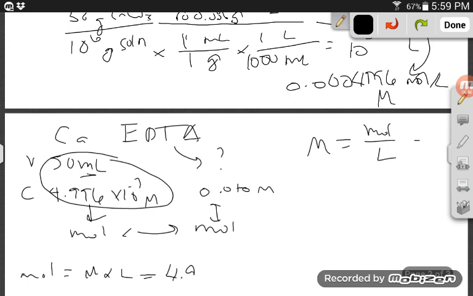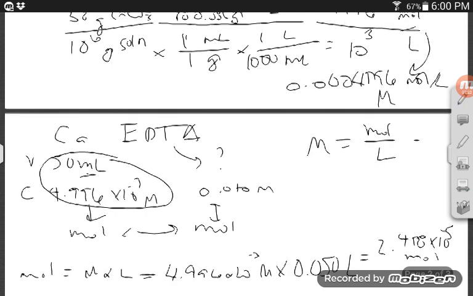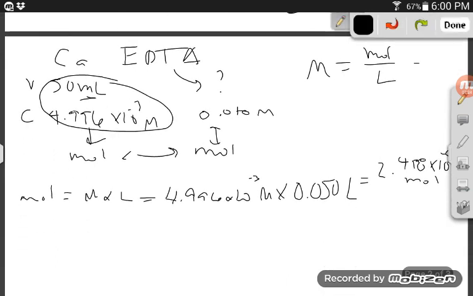So our molarity, 4.996 times 10 to the negative third molar, times our volume, 0.050 liters, is going to give us 2.498 times 10 to the negative 5 moles. So again, a very, very small number of moles. Scroll down a little bit here. So now we know how many moles of calcium carbonate we have, 2.498 times 10 to the negative 5 moles.